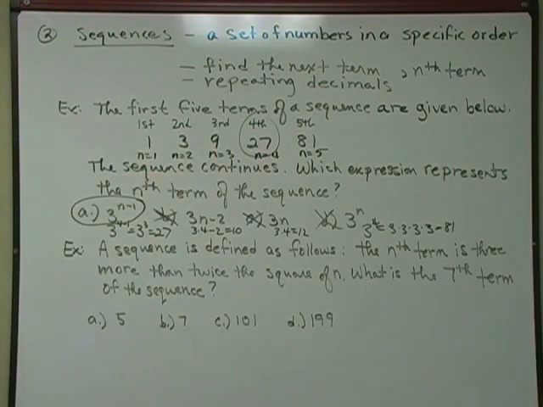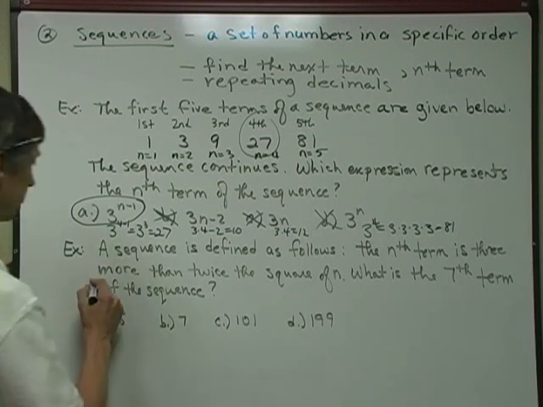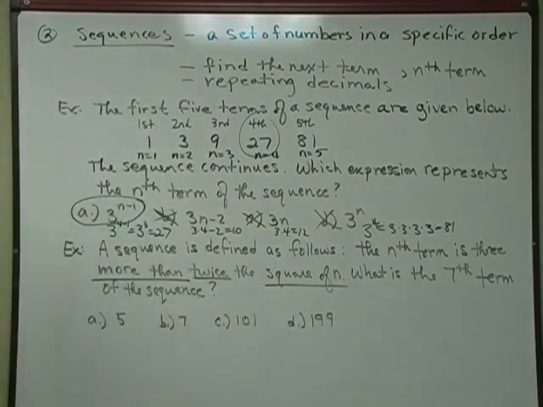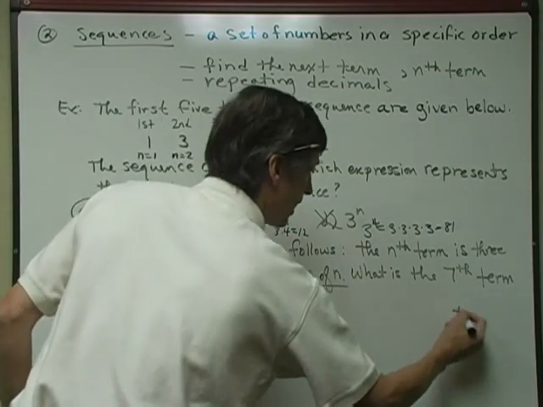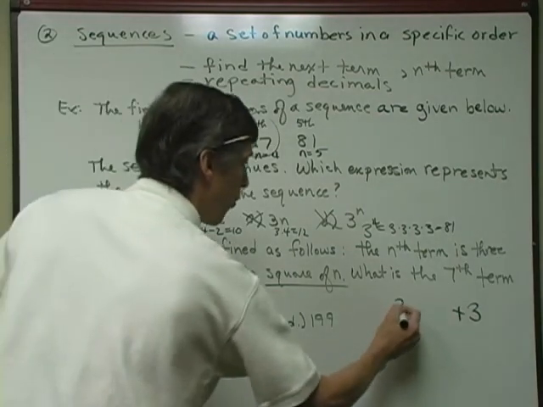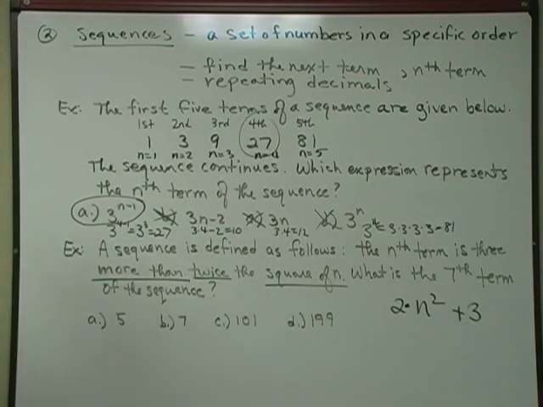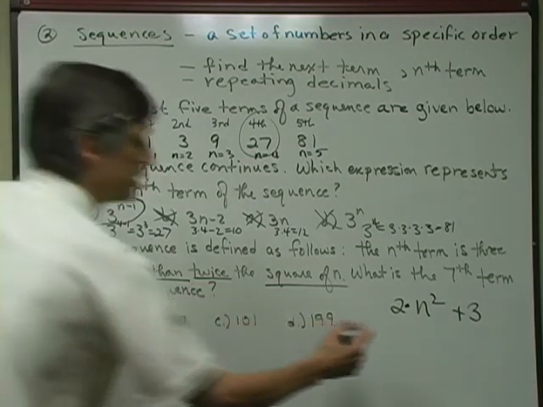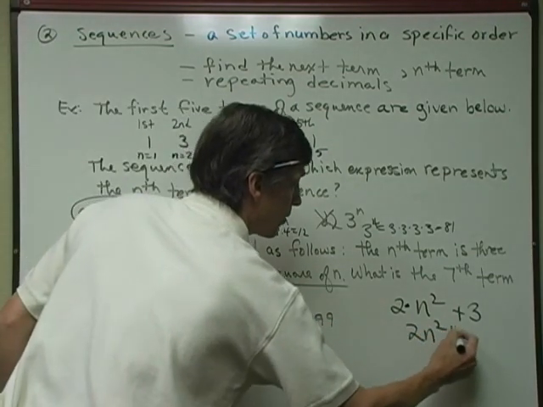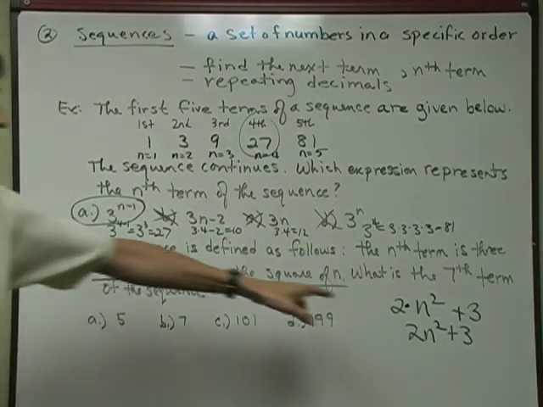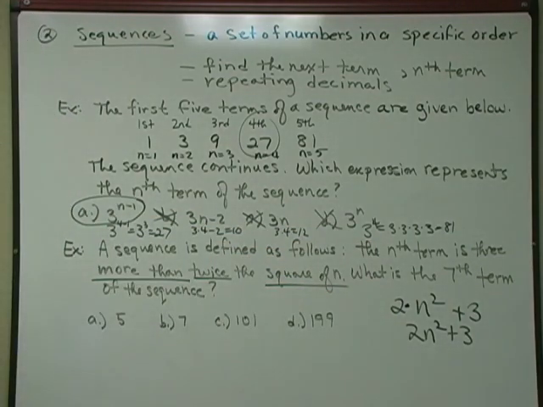Next example, it says the sequence is defined as follows. The nth term is 3 more than, that means we're adding, twice the square of n. 3 more than means I'm adding 3 to twice the square of n. Or I could write this just as 2n squared plus 3. By translating the words into symbols here, I have the nth term.